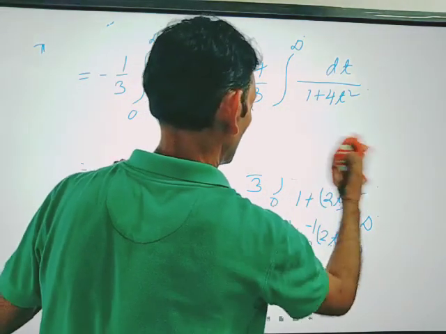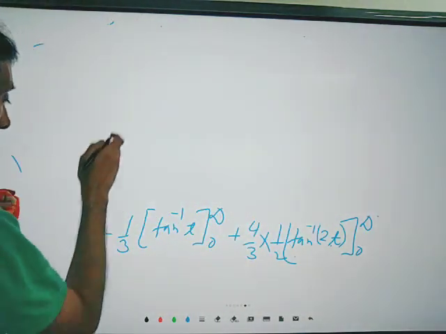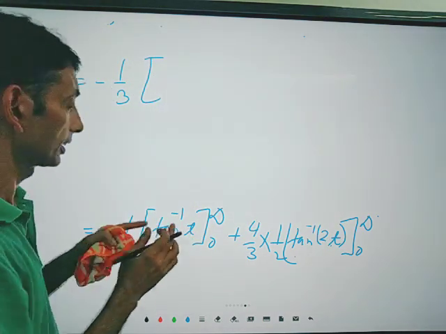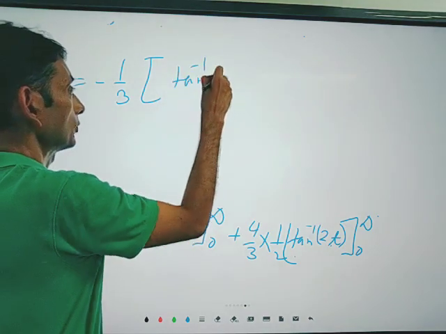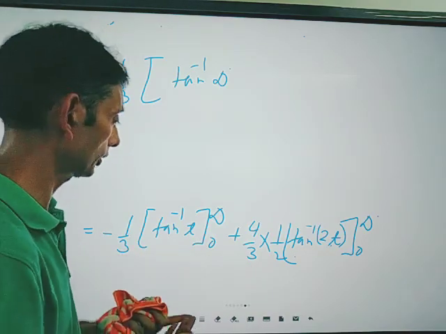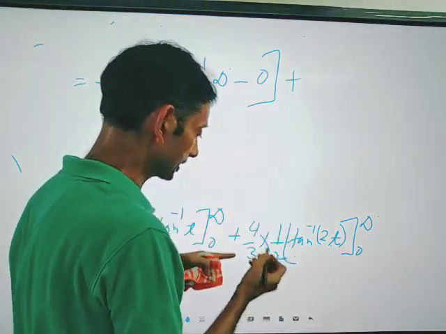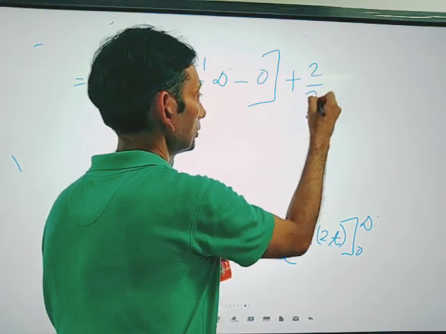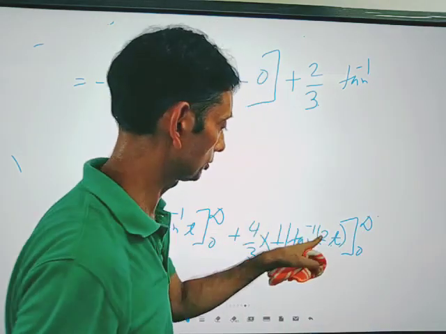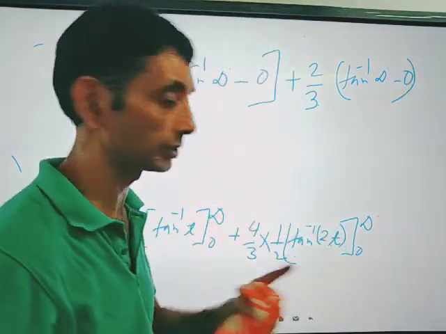Now the only thing left is that we need to substitute the limits. First term is minus 1 by 3, and we'll substitute tan inverse t: tan inverse infinity, and minus tan inverse 0. So minus tan inverse 0 is 0. Then plus, we'll just cancel this one, so it will be 2 by 3, and this is tan inverse 2t, so it will be tan inverse infinity, and similarly it will be 0. That is, tan inverse 0 is 0.